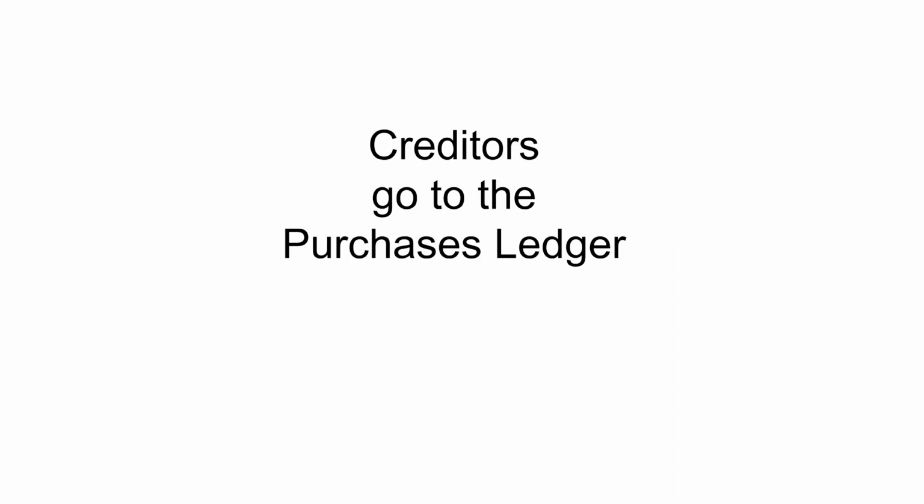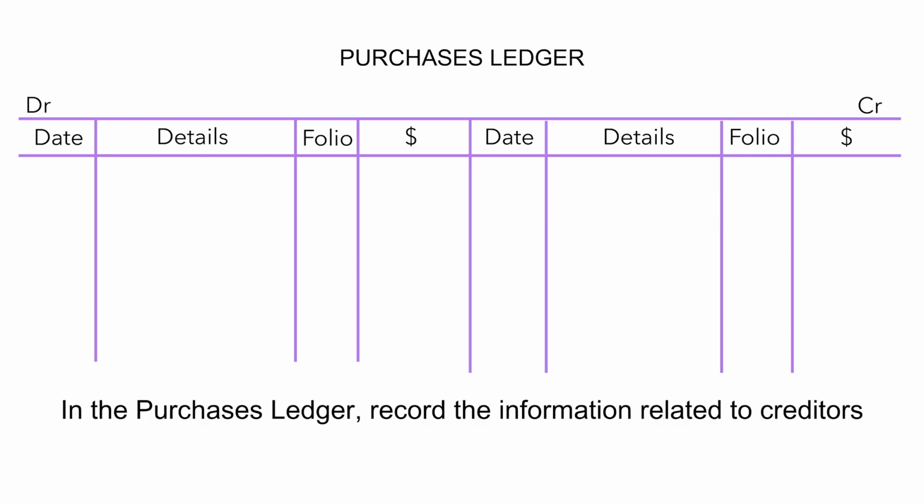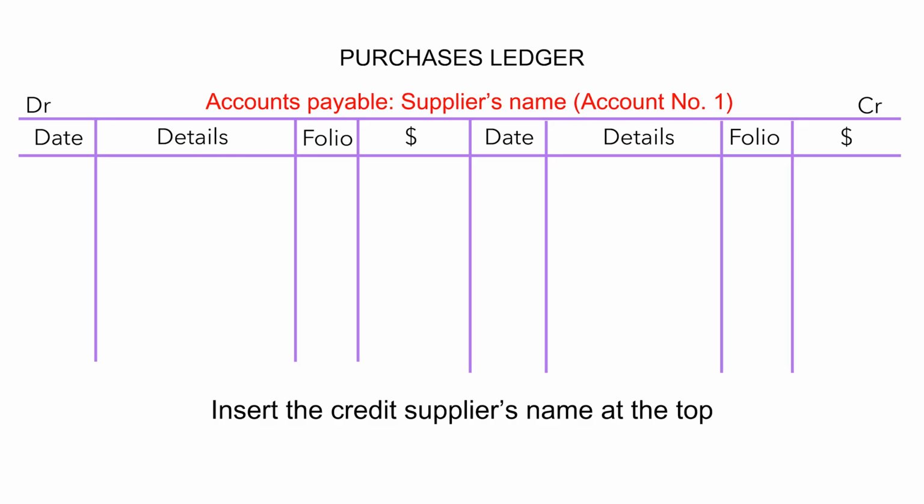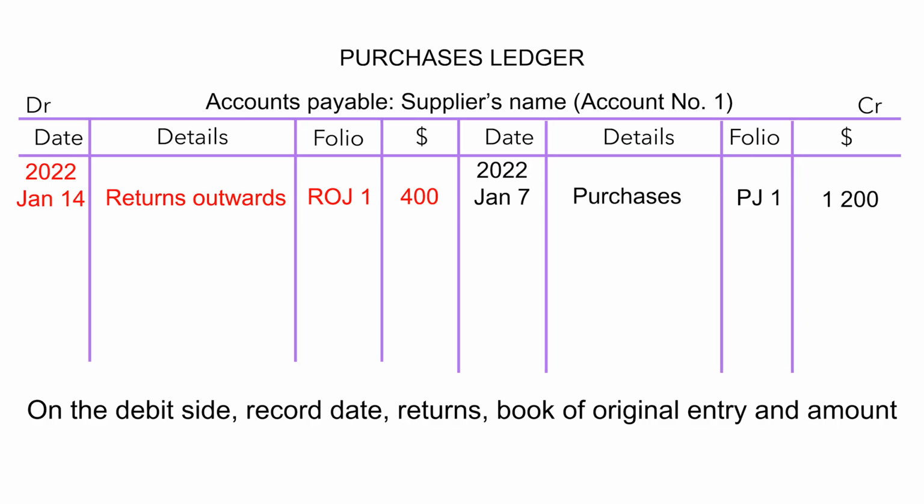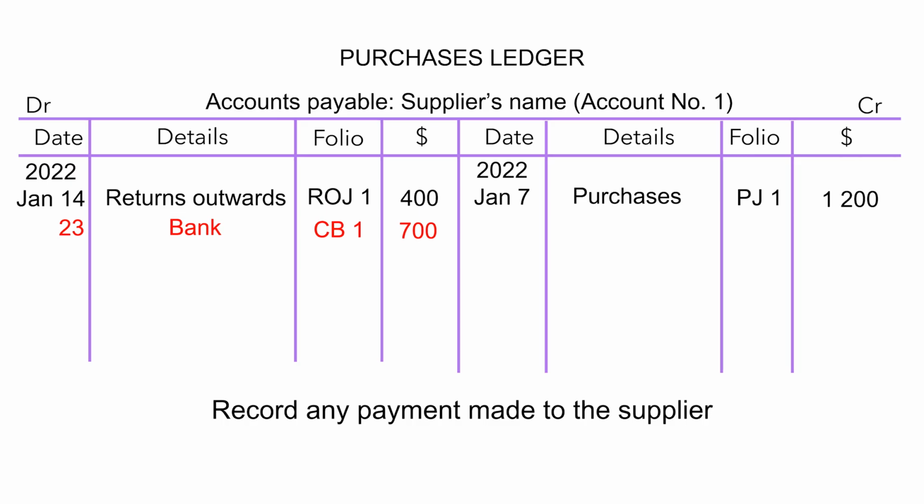Purchases ledger. Creditors go to the purchases ledger. In the purchases ledger, record the information related to creditors. Insert the credit supplier's name at the top. On the credit side, record date, purchases, book of original entry and amount. On the debit side, record date, returns, book of original entry and amount. Record any payment made to the supplier.